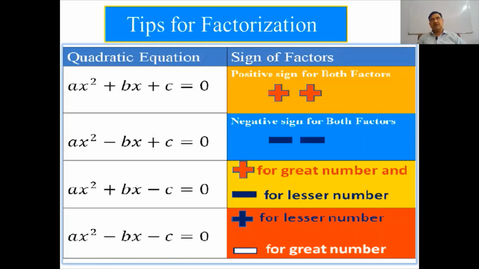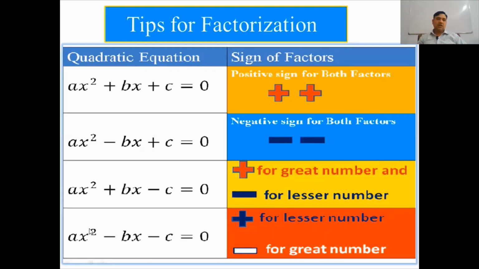One factor will take the positive sign and the other factor will take the negative sign. Now we have to decide which factor will take the positive sign and which will take the negative sign. Since here b is positive, the greater or larger number will take the positive sign and the smaller or lesser number will take the negative sign.